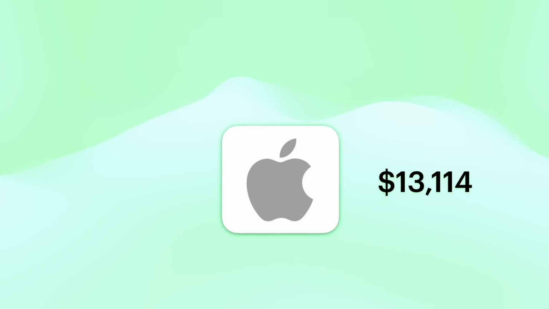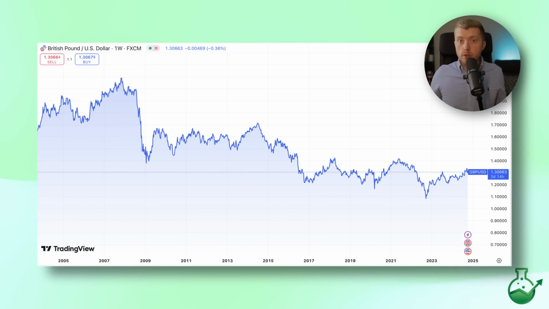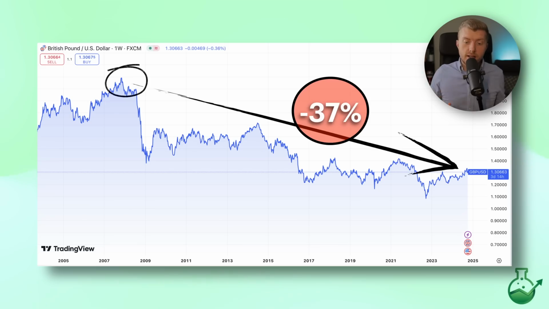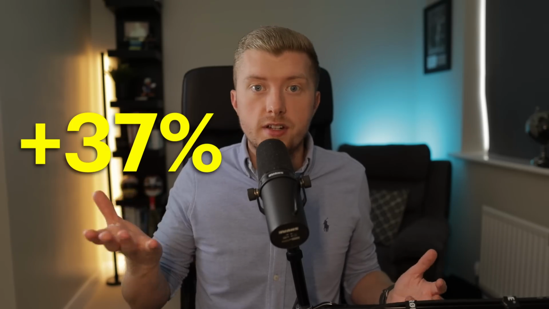Going back to our Apple example, if we'd used Great British Pounds to buy United States dollars in order to buy the shares, we would need to then look at the currency pairing GBP USD to see how it changed in value over time. And on a longer term basis, it's been extremely volatile, especially post-financial crisis. In actual fact, the Great British Pound has lost some 37% of its value against the United States dollar during that period of time, which is great if you took the decision to invest in foreign stock, because the value of your portfolio would have been boosted up by 37%.